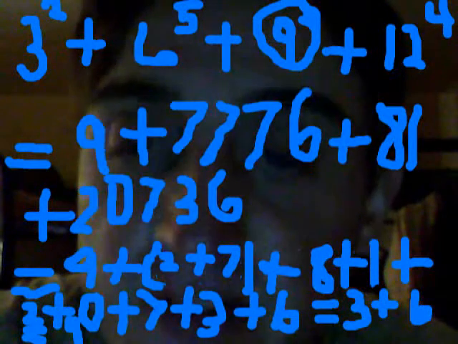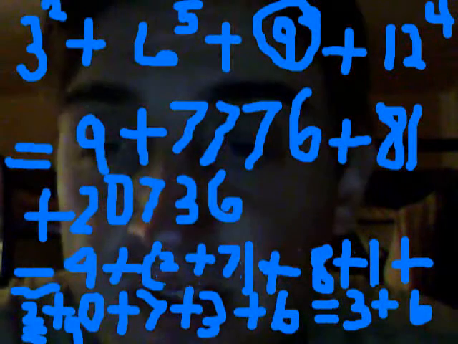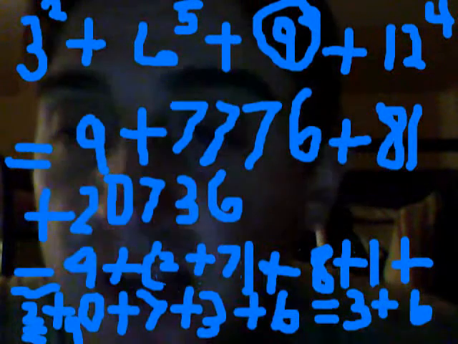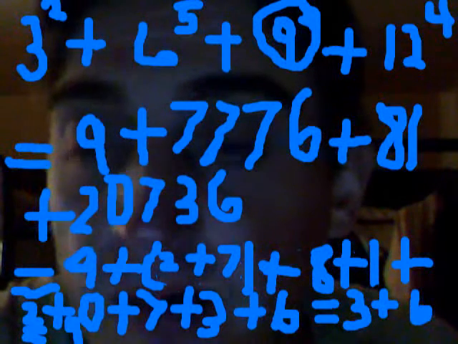So now we have 9 plus 9 plus the 81. 8 plus 1 gives you 9 again. So now we have 9 plus 9 plus 9 plus 2 plus 0 plus 7 plus 3 plus 6. That gives you 18, and 1 plus 8 is 9.